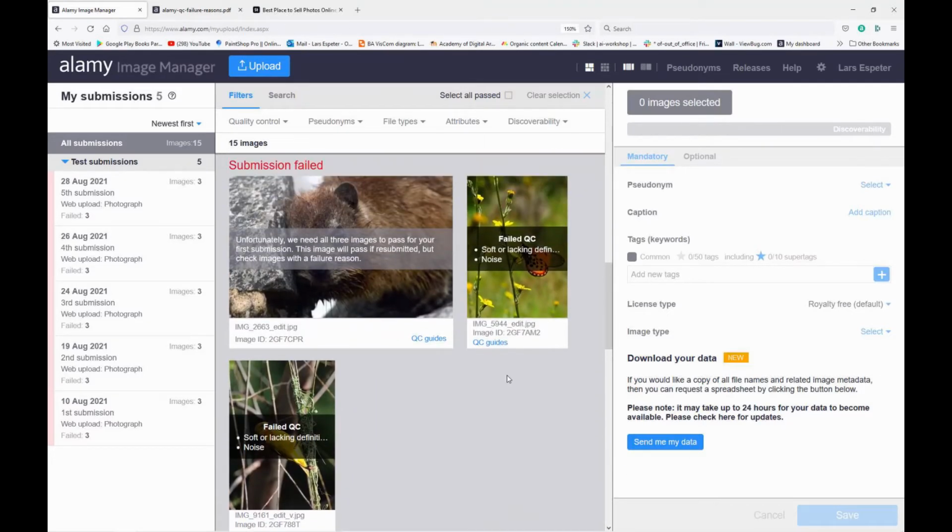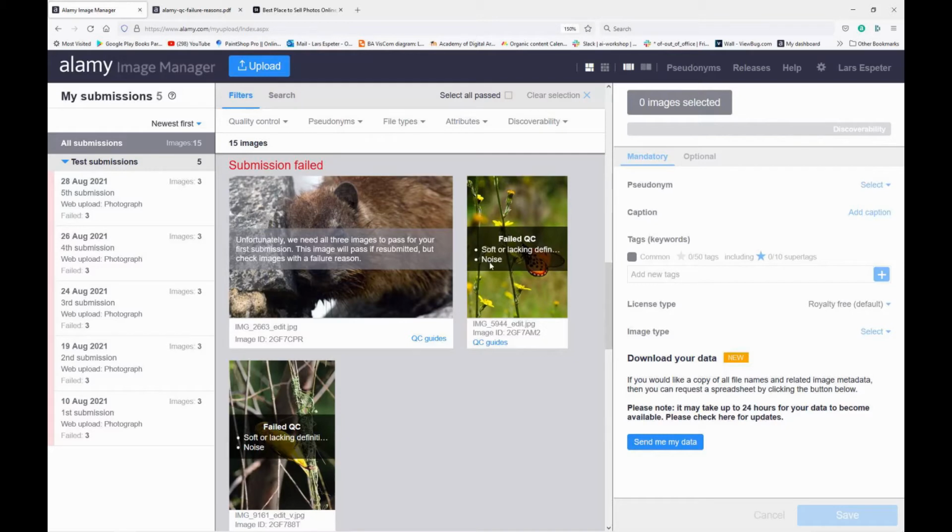So I did another submission attempt. I uploaded the dassie again to see if the same thing happens here that happened to me on Shutterstock, where you upload an image a couple of times and the results are different every time. That does not seem to be the case with Alamy, which is definitely a point for Alamy. So it's not a random system, apparently.